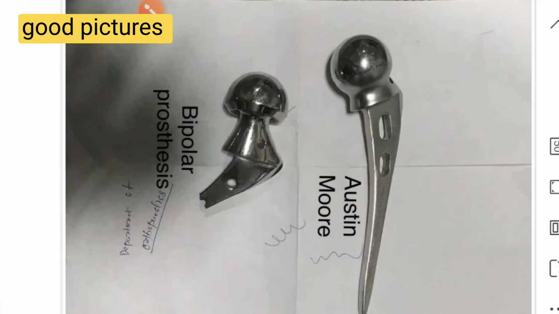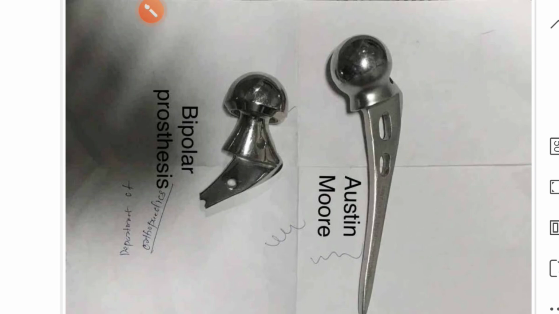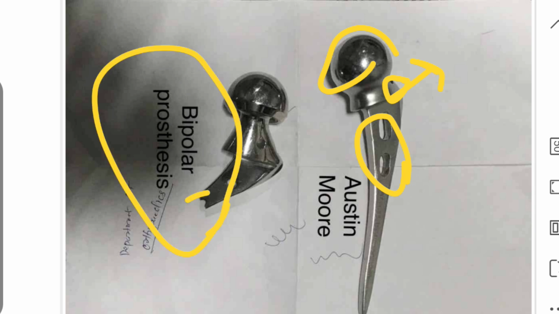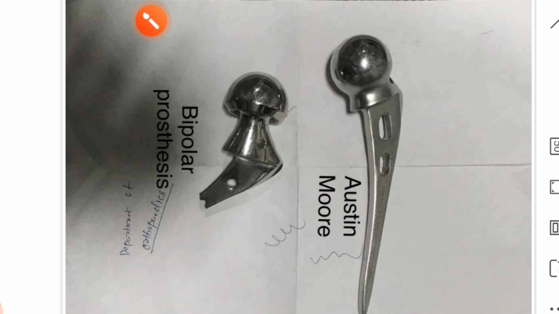Here are a few good pictures that I would wish you to see. Upside you can see the Austin Moore prosthesis. It has two fenestrations, a ball, and a small hole to pull it out. It is used for hemiarthroplasty. And here you can see the bipolar prosthesis. Here it is broken; actually it should be like this one. It is mobile at the acetabulum and at the femoral head, so there is movement at two joints. It is a bipolar prosthesis.